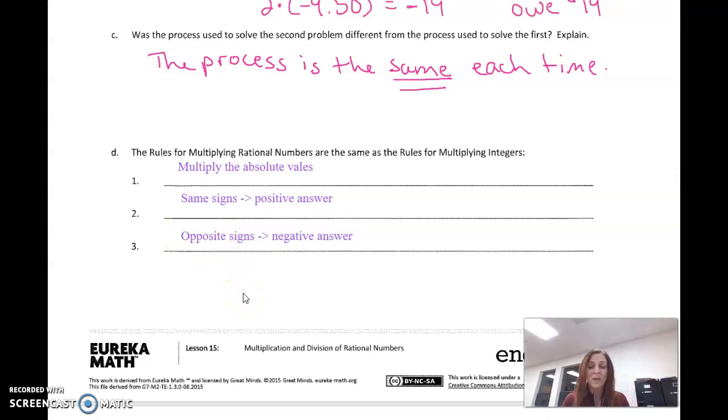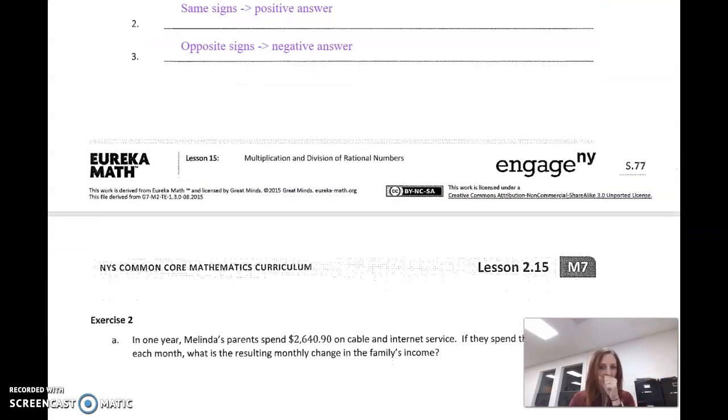No different than before. So we're going to multiply the absolute values. And if they have opposite signs, one's positive, one's negative, the answer is negative. If they have the same sign, then the answer is positive, either both positive or both negative. All right? So same for multiplication. What do we think for division? Excuse me.